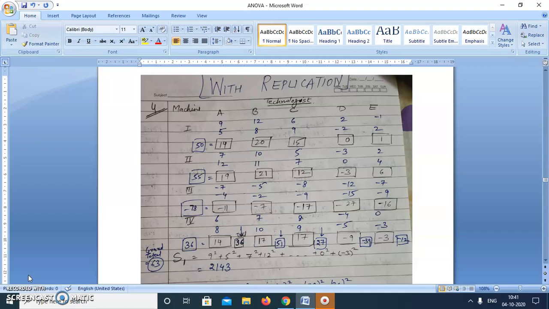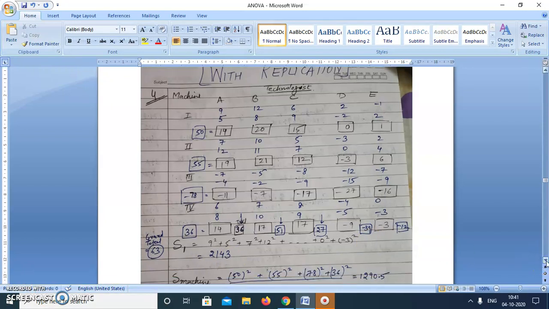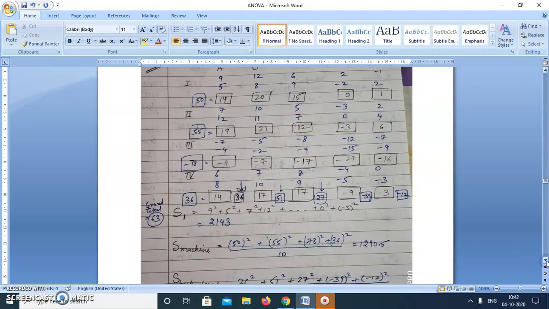Now what is the need of this? Whenever we are concluding something, in statistics, if we replicate the experiment again and again, then we are going towards more accuracy. So in this case, first we need to understand the calculations. They are similar to what we have already done before. First we have to calculate S1, which is the sum of the squares of all individual readings, which in this case is 2143. Then we have to calculate S machine.